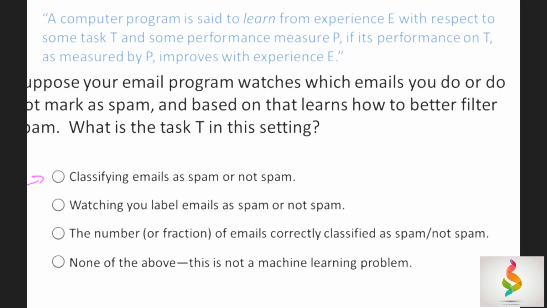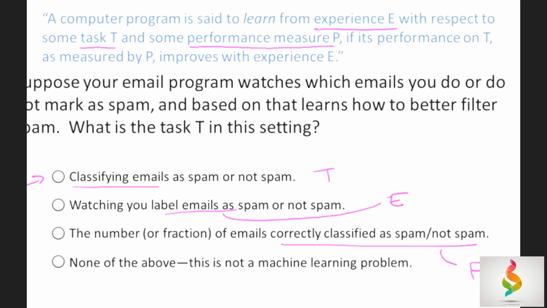So hopefully you got that this is the right answer. Classifying emails is a task T. In fact, this definition defines a task T, a performance measure P, and this experience E. And so watching you label emails as spam or not spam, this would be the experience E. And the fraction of emails correctly classified, that might be our performance measure P. And so our system's performance on the task T, on the performance measure P, will improve after the experience E.